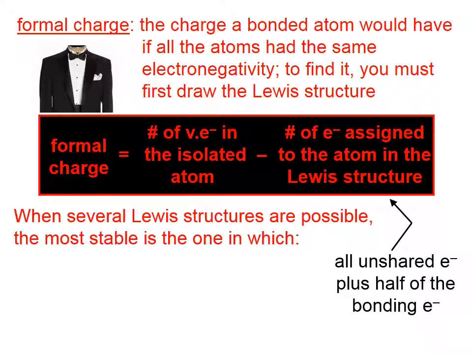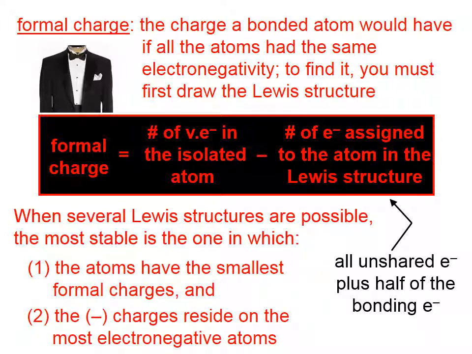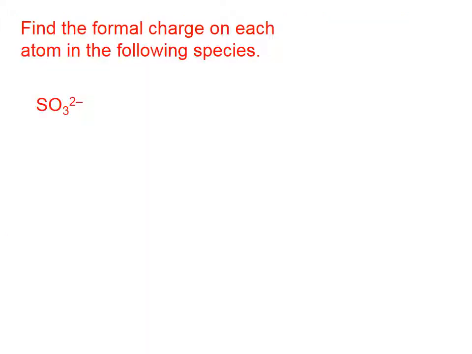When several Lewis structures are possible, the most stable one is the one in which, first, the atoms have the smallest formal charges, and second, the negative charges reside on the most electronegative atoms. So let's find the formal charge on each atom in the following species.